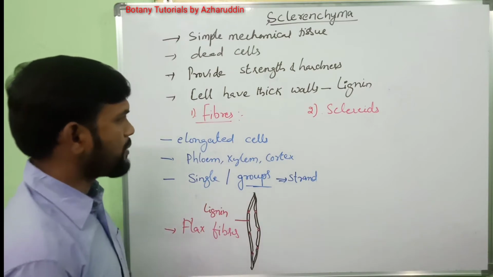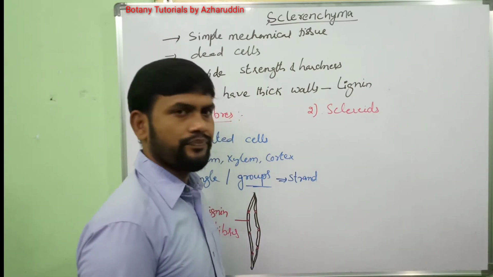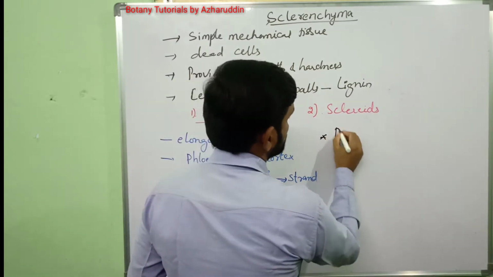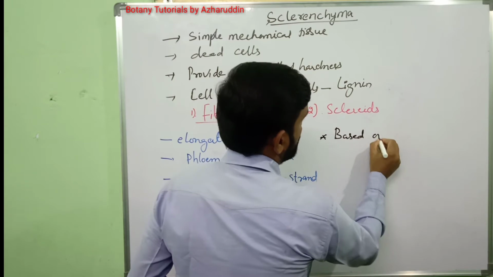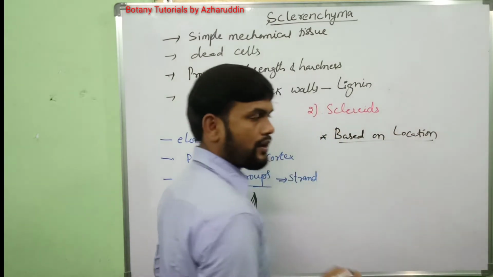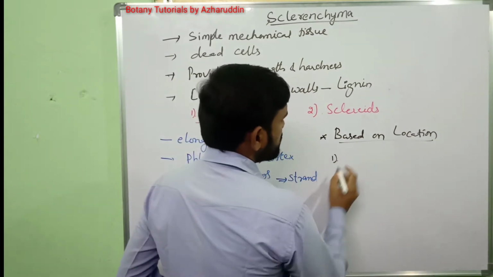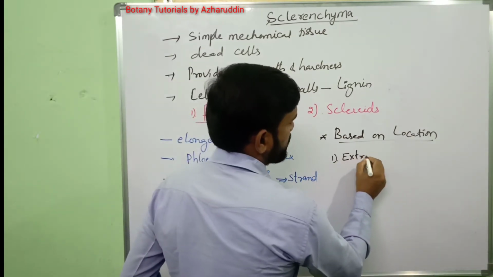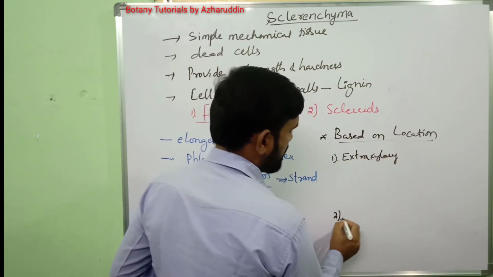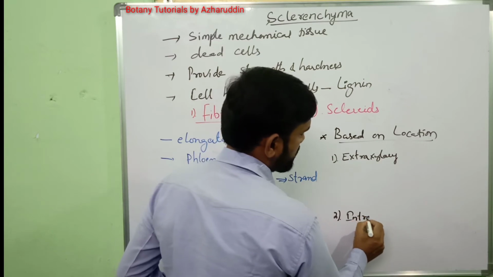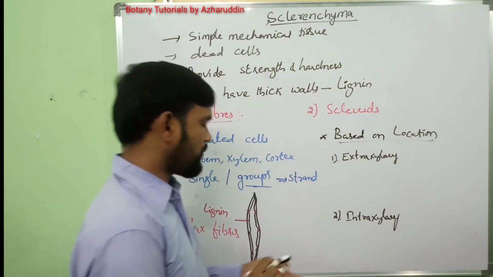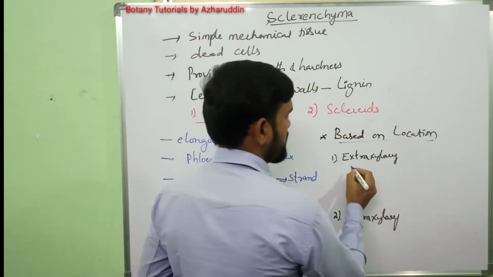Again, these fibers are divided into two types based on their location. Based on location, fibers are divided into two types. They are, number one, extraxylary fibers, and second type is called intraxylary fibers. Coming to the first type, extraxylary fibers.